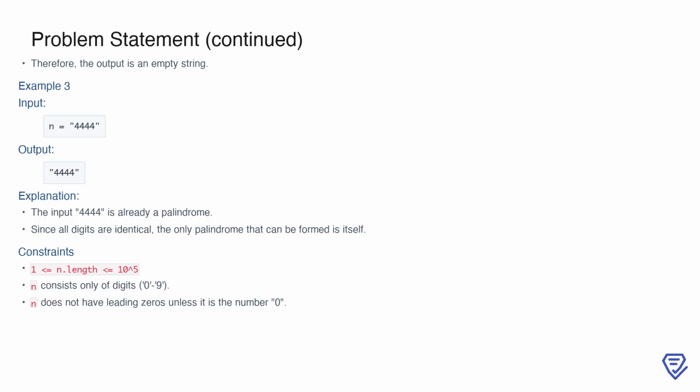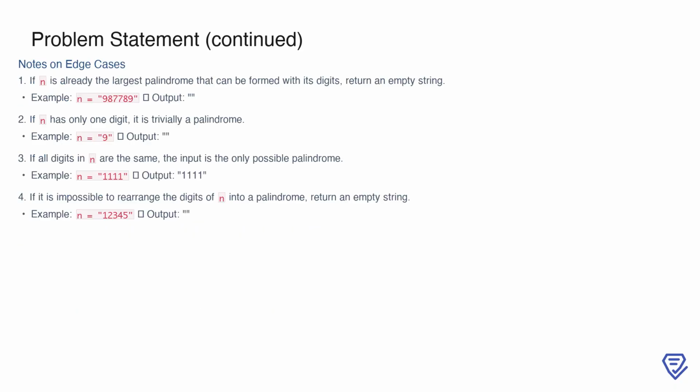Let's also keep in mind the constraints. The length of n can go up to 100,000 digits, and the string will only consist of numeric digits, with no leading zeros unless it is the single number 0. Finally, let's consider some edge cases. If n is already the largest possible palindrome that can be formed with its digits, the output should be an empty string. For instance, if n equals 987789, there's no greater palindrome with the same digits, so the output is an empty string.